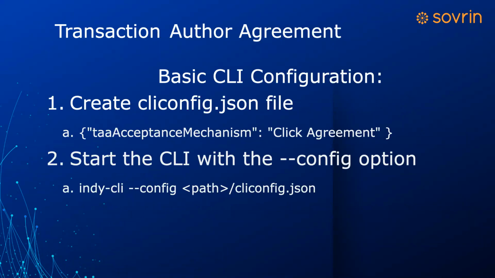So you'll need to create a CLI config.json file. Doesn't matter where you create it, because you'll tell it where the path is in the second thing, wherever you create it. All it has to have in it is the acceptance mechanism for the CLI. So you create this config file, put this one line in it, and then when you start the CLI, instead of just starting with indy-CLI, you add this config file to it. And that's all there is to that whole setup.